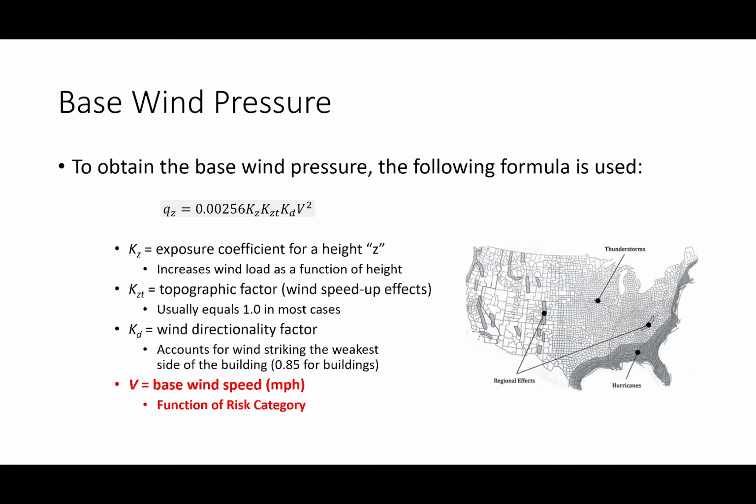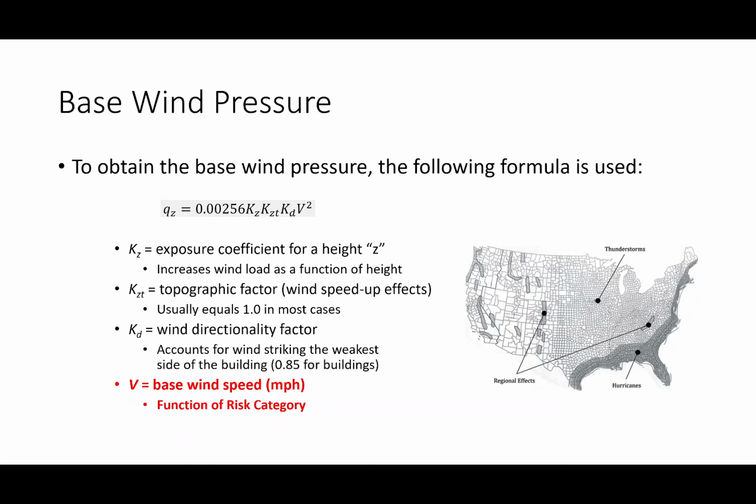This term KZT is what's called a topographic factor. The idea behind KZT is if you had a building on top of a hill that had a really sudden slope, as the wind hit that slope, you would get a certain wind speed-up effect on the building, and that could affect the wind pressures on the building. But for most routine design, especially in a city like Huntington, it would be 1, since Huntington's pretty flat.